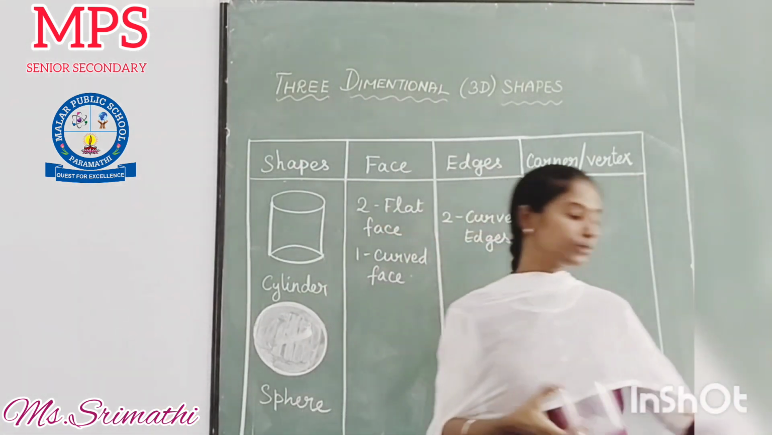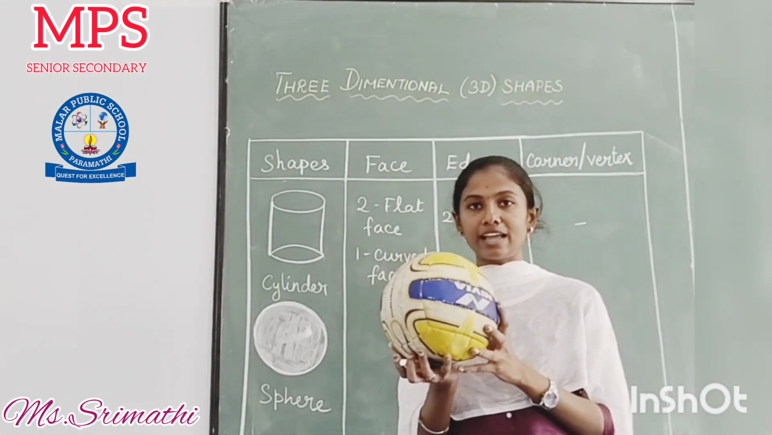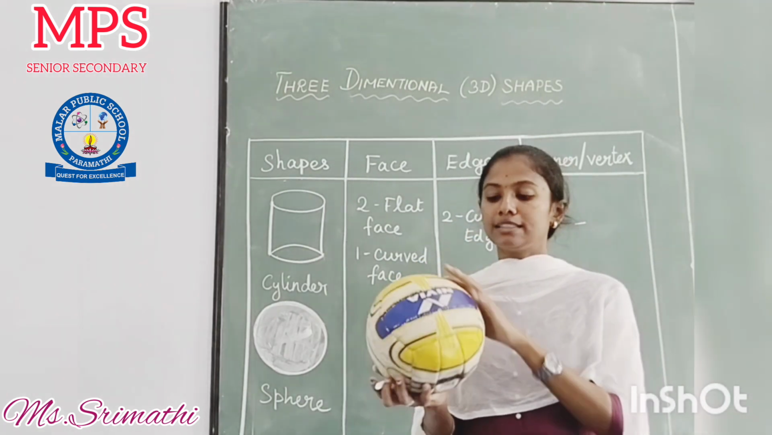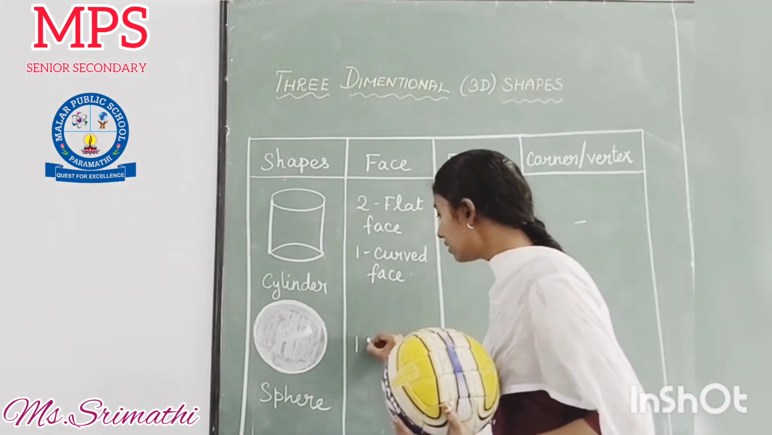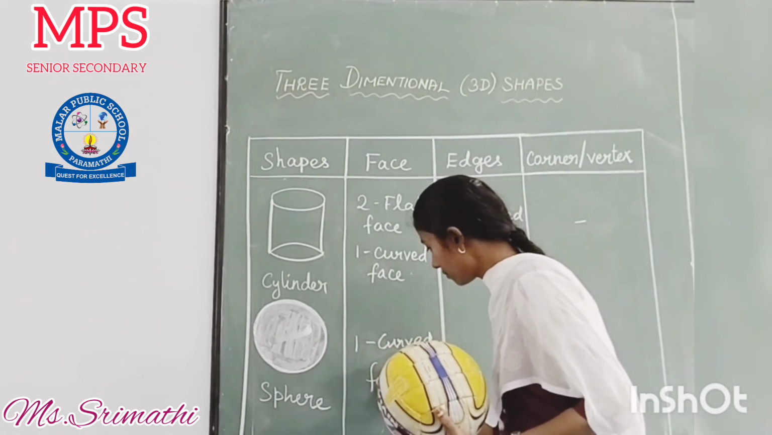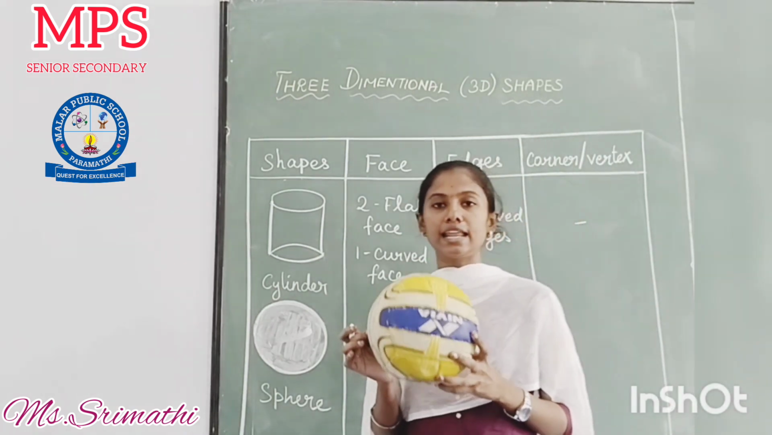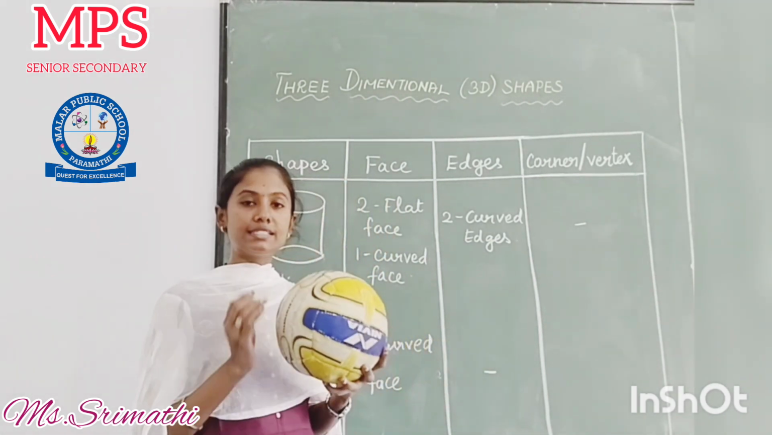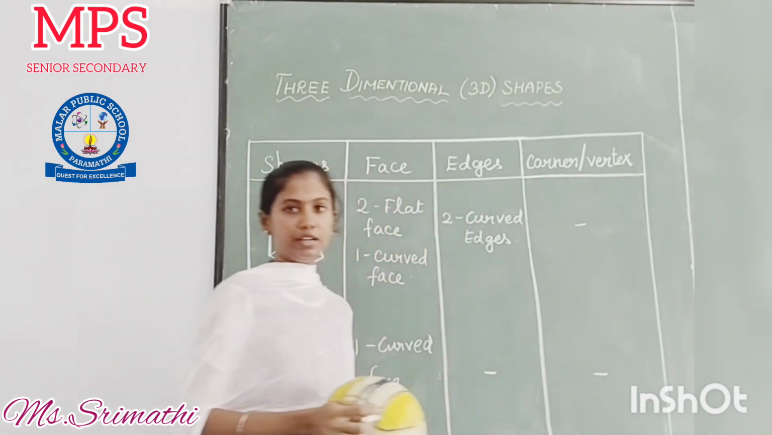The next one is a sphere. Can you see this ball? Is there any flat surface on the ball? No. So this is the example for the sphere. There is no flat surface on the sphere, only a curved surface. So one curved surface is there in the sphere. Are there any edges on the sphere? No, there are no edges on the sphere. Are there any corners in the sphere? No, there are no corners in the sphere.